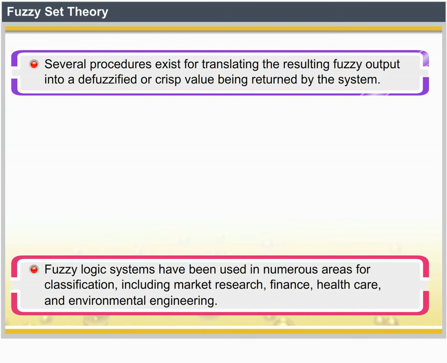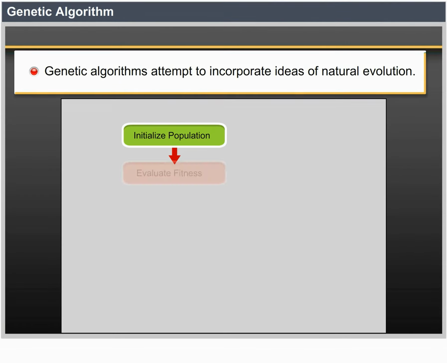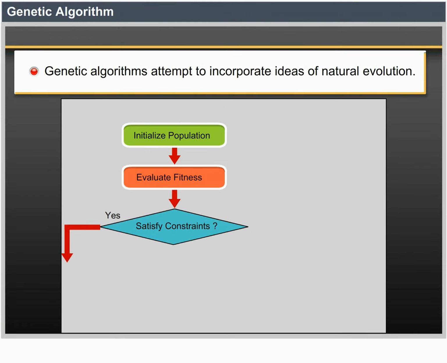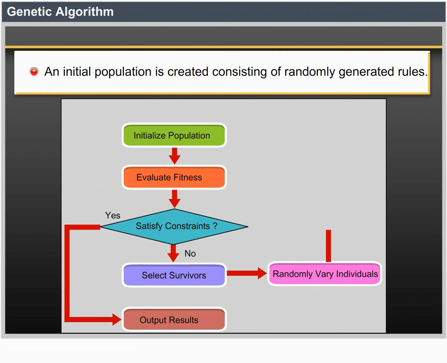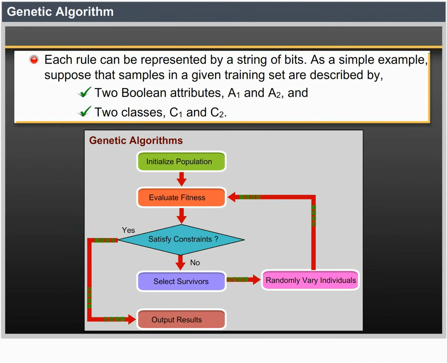Genetic algorithms. Genetic algorithms attempt to incorporate ideas of natural evolution. An initial population is created consisting of randomly generated rules. Each rule can be represented by a string of bits. As a simple example, suppose that samples in a given training set are described by two Boolean attributes, A1 and A2, and that there are two classes, C1 and C2.